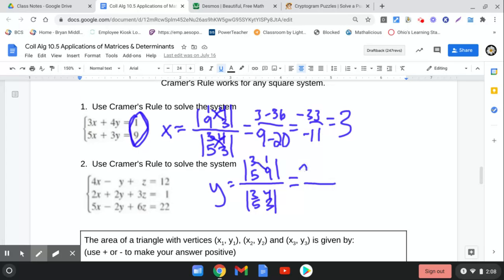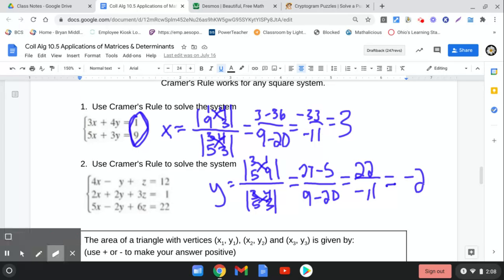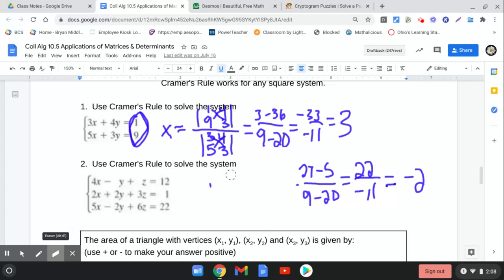So we multiply that, so we get 27 minus 5. And the determinant on the bottom, we already did this, but we can do it again, is 9 minus 20. So on top, we get 22, and on bottom, we get negative 11. So our answer is negative 2. So the solution to this system of equations is x equals 3, y equals negative 2. So like I said, very handy to use. And it works for any size.